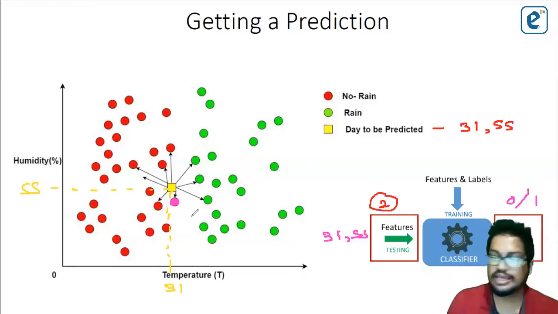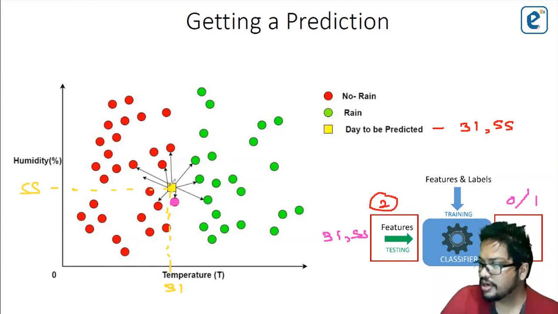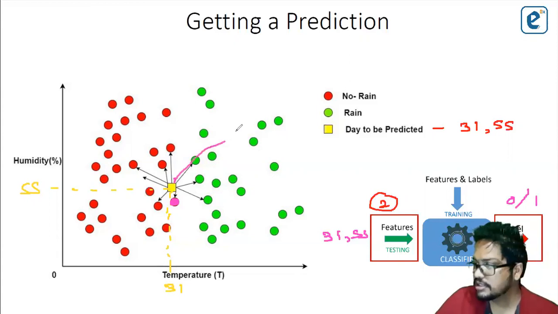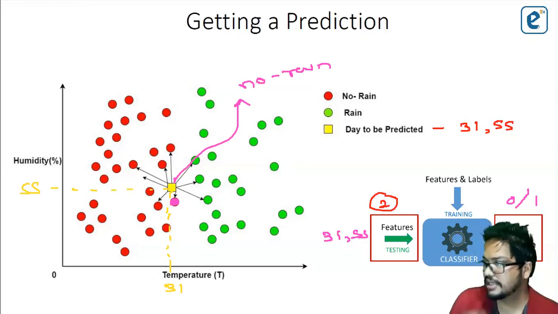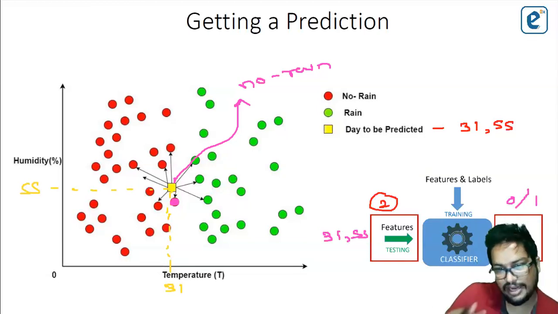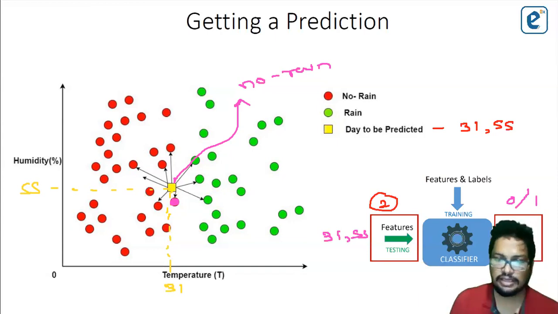As you can see here, the pink color point is the minimum distance. So it's going to say, okay, my nearest neighbor is in the no rain category. So it's going to predict this point as no rain, since the nearest neighbor is a no rain one. The nearest one was a day without rain, so it also says it won't rain today. Right?